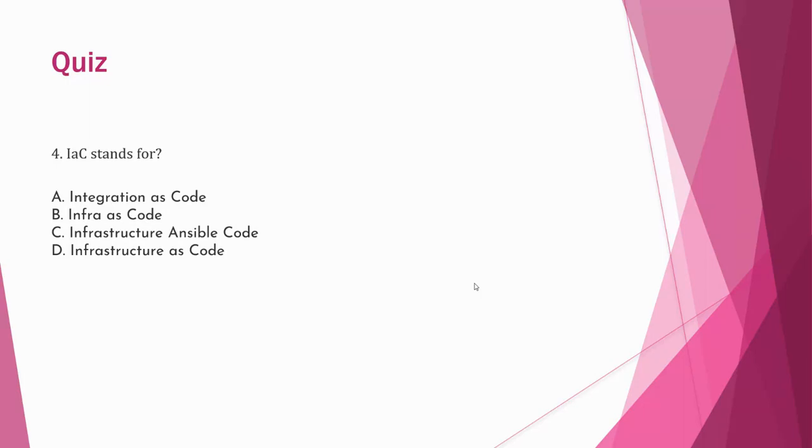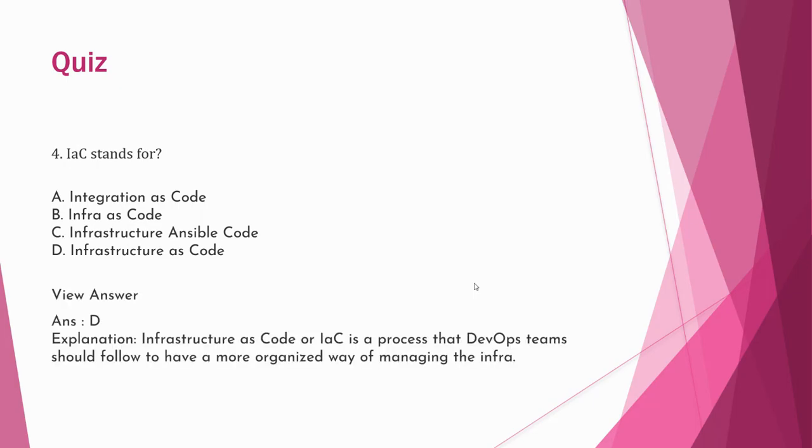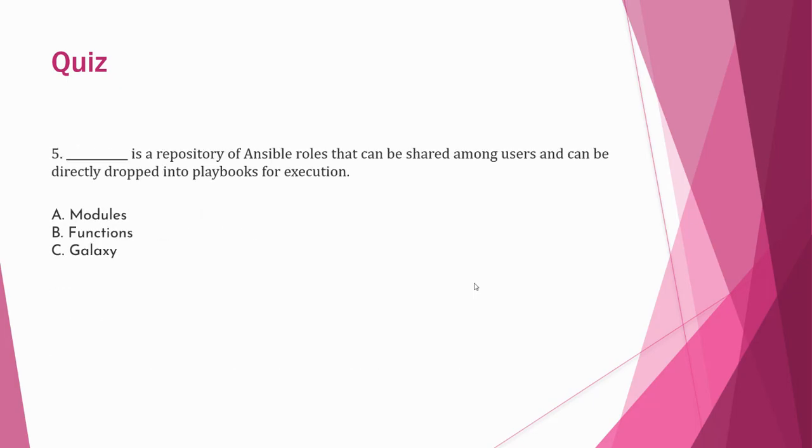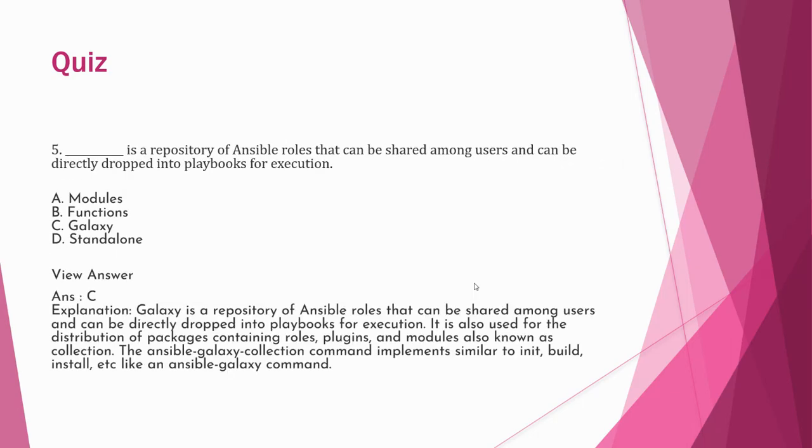What does IAC stand for? Correct. And then what is a repository of Ansible roles that can be shared among users and can be directly dropped into a playbook for execution? What is that? Repository of Ansible roles. Module is part of an Ansible role. Repository of Ansible role. No, Galaxy. Just now we have seen, right? Galaxy is a repository of many roles.